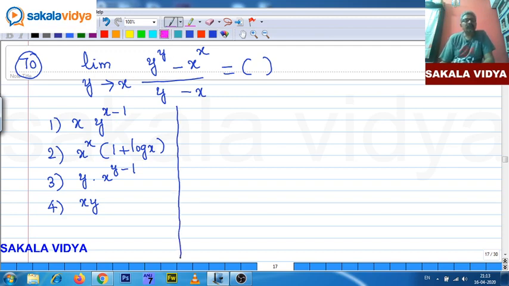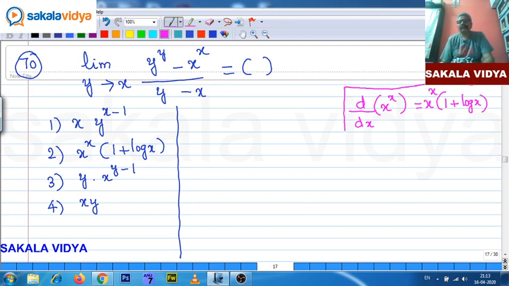Okay, as y approaches to x, here x becomes constant. So now here differentiate with respect to y. So, before that you remember this shortcut, d by dx of x to the power of x is x to the power of x into (1 plus log x). This already I have discussed in the derivative chapter. You may find it in the playlist, Eamcet 2020 playlist, under the playlist you watch the derivative chapter, you will have lot of shortcuts like this. Okay.